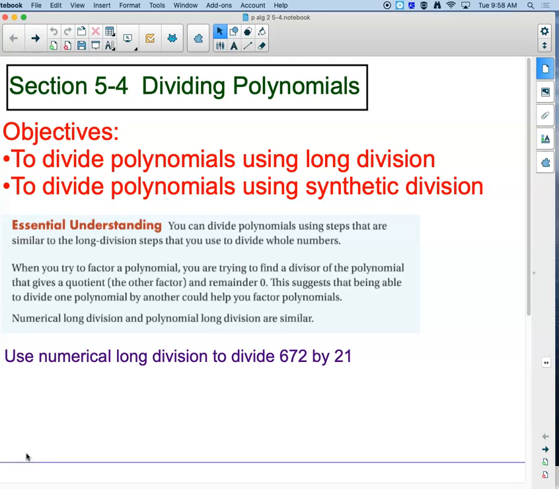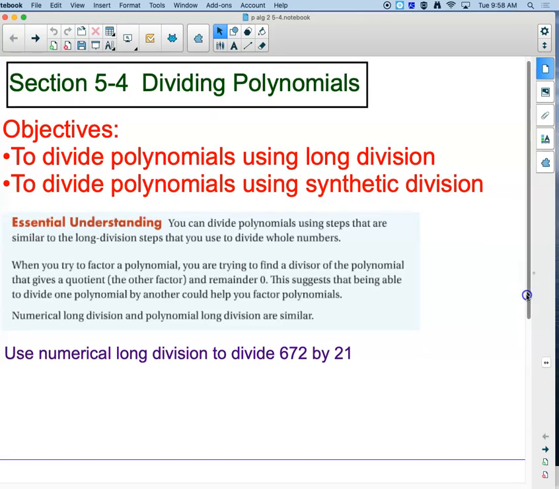When you try to factor a polynomial, you're trying to find a divisor, something that divides evenly into the polynomial. So it gives a quotient, which is the other factor, but most importantly, a remainder of 0. That's what we're looking for. This suggests that being able to divide one polynomial by another could help you factor it. So if anybody's ever had trouble with factoring, this gives another method that you can try to factor. Numerical long division and polynomial long division, they're very similar.